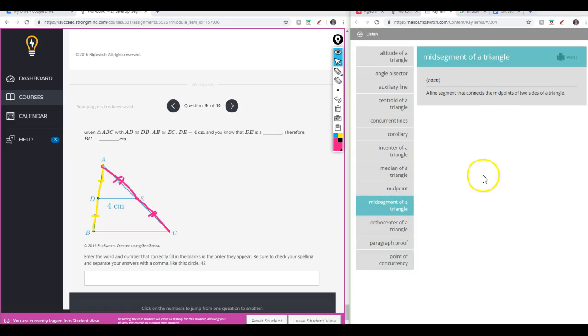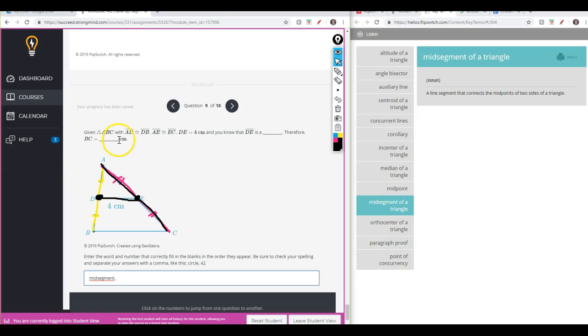So I'm going to check mid-segment of a triangle. A line segment that connects the midpoints of two sides of a triangle. Alright, there we go. It is a mid-segment because it connects the midpoints of two sides of a triangle. So point D is the midpoint of side AB again, and point E is the midpoint of side AC. So we know that it is a mid-segment, so the first answer, not in caps, comma, space, mid-segment.